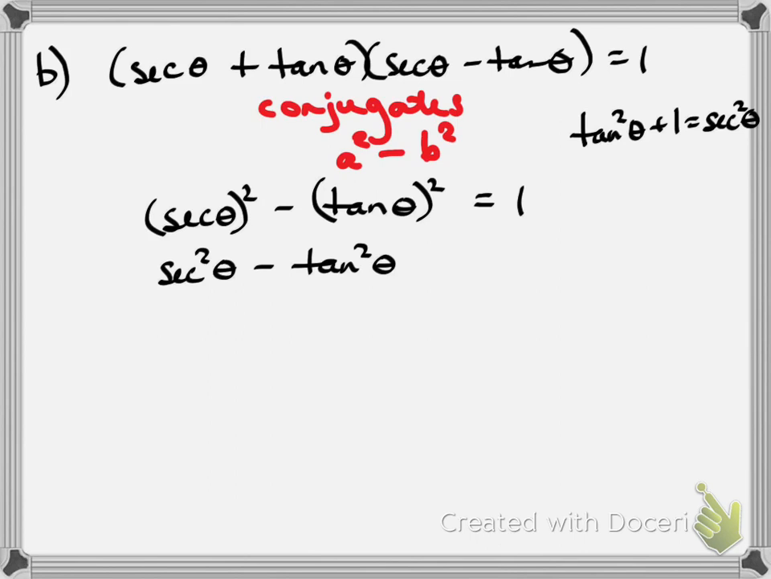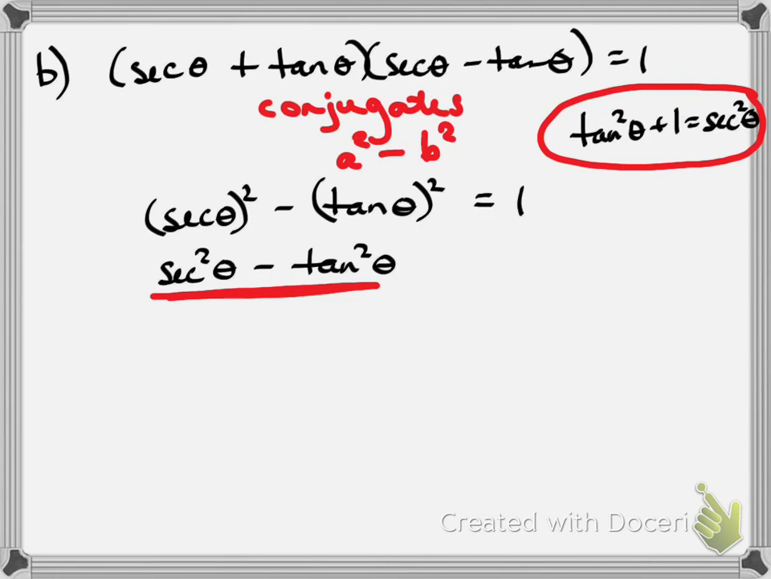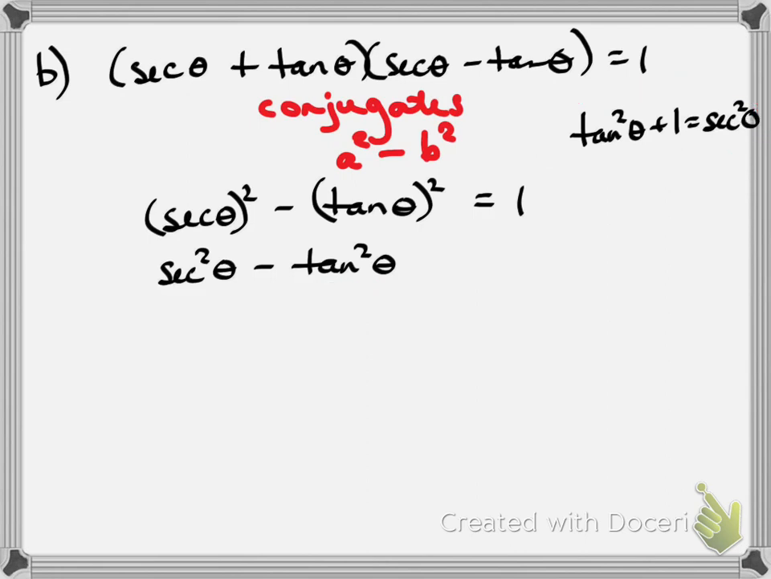Can I rewrite this so that I get secant and tangent on one side? So let's think about that. Anytime something crosses an equal sign, it changes signs. I like the side that tangent's on. I'm going to move secant over here, and I'm going to move that 1 to the other side.